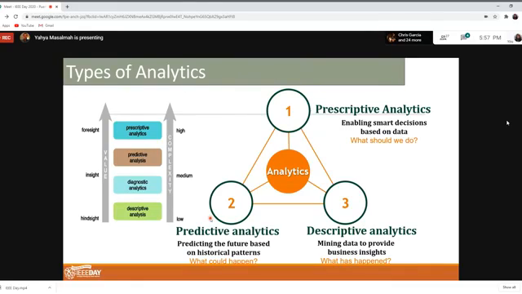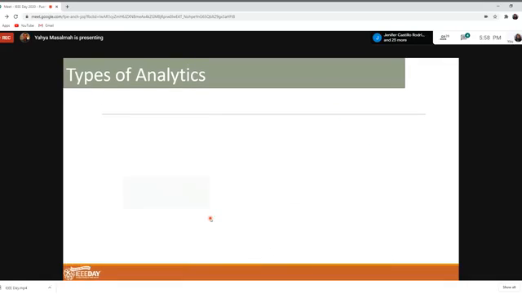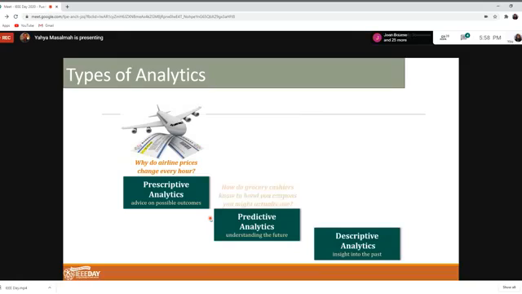Of course, there are different types of analytics. We have prescriptive analytics, enabling smart decisions based on data: what should we do? Predictive analytics, predicting the future based on historical patterns. And descriptive analytics, mining data to provide business insights. So the first one is what should we do? The second one is what could happen, which is a prediction. And the third one is what has happened. These are the three things.